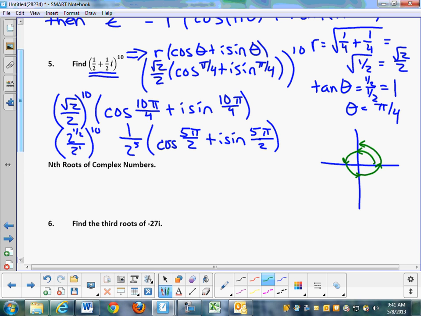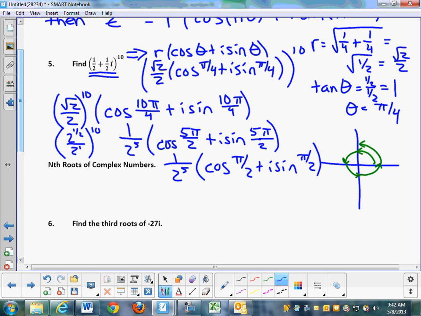So the cosine of 5 pi over 2 would be the exact same as the cosine of pi over 2. That's the way your book's going to write it. Hey guys, I'll give you credit for that on the test. But really, you should reduce it one more step and go 1 over 2 to the 5th times the cosine of pi over 2 plus i sine of pi over 2. We should really try to write our angles between 0 and 360, or 0 and 2 pi. I think we need to leave it there.